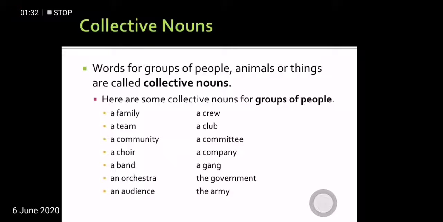The examples are: a family, a team, a community, a choir, a band, an orchestra, an audience, a crew, a club, a committee, a company, a gang, the government, the army. So all these groups of people are collective nouns.